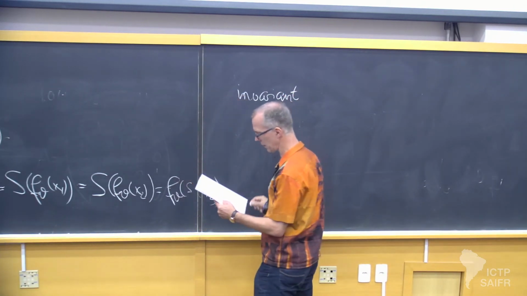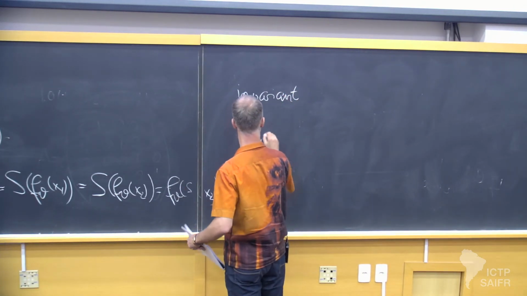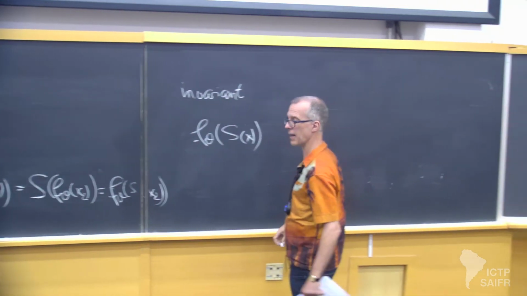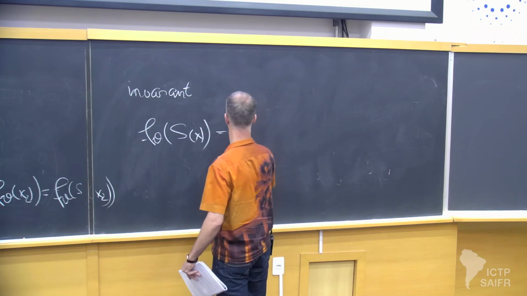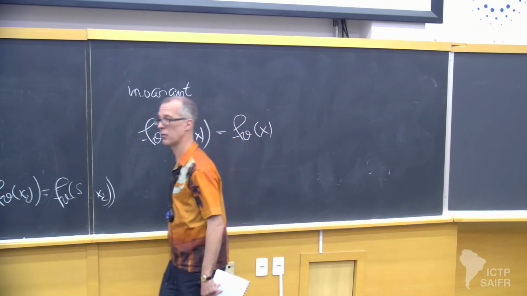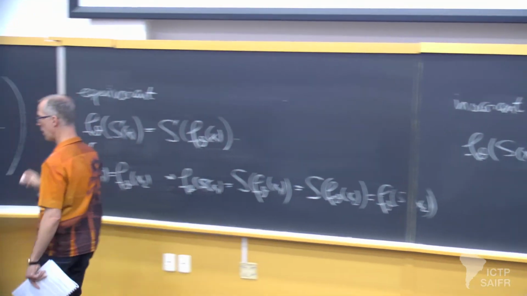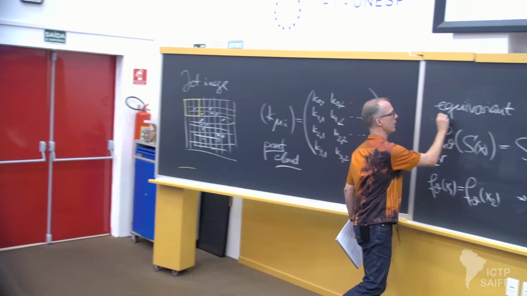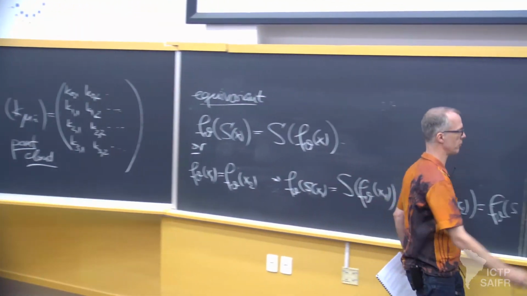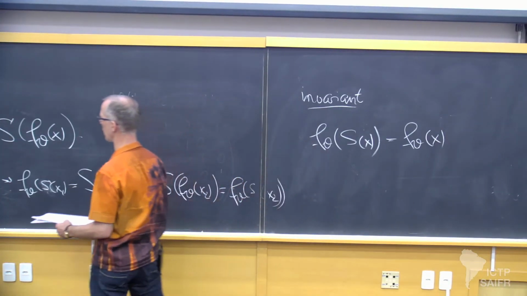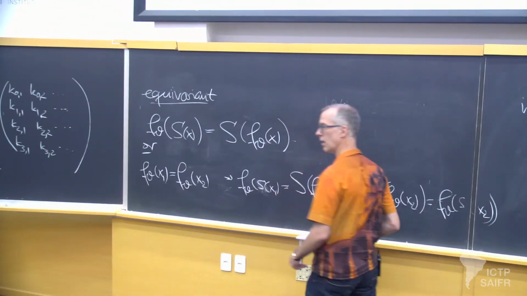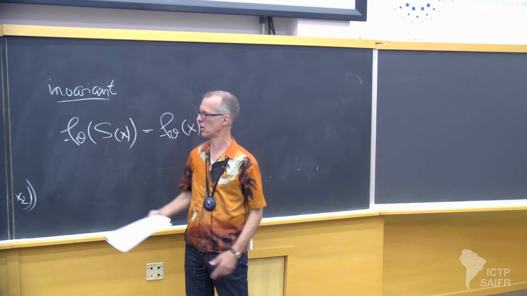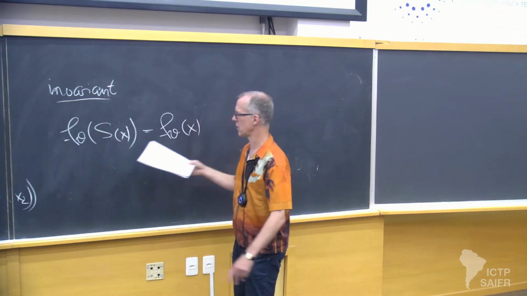The invariant network is much simpler: the network output of S of x is the network output of x. So we have two ways that a network can respect a symmetry. This one here is the equivariant network, and there's enormous, super interesting literature on equivariant networks. And this is the invariant network.